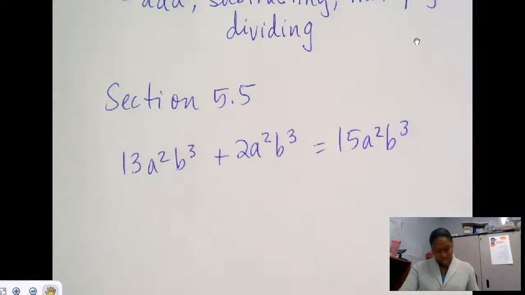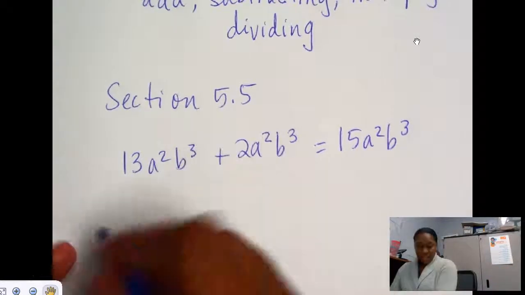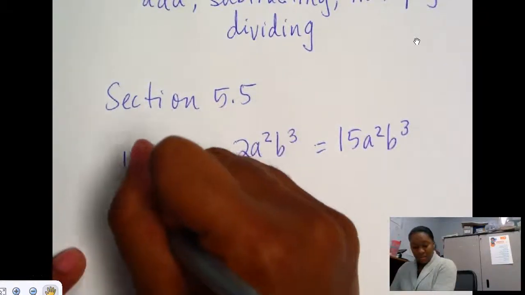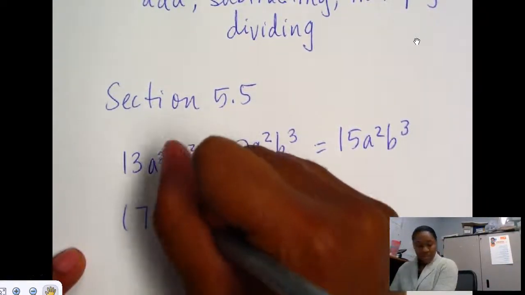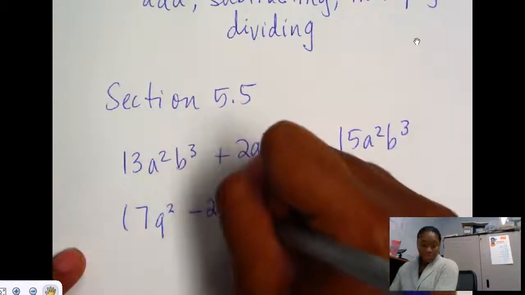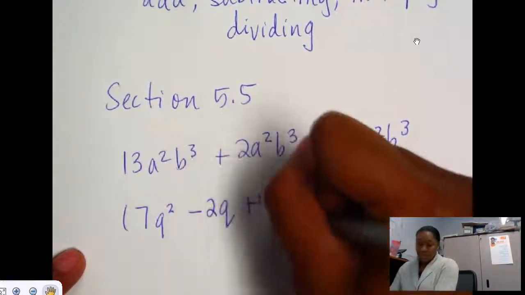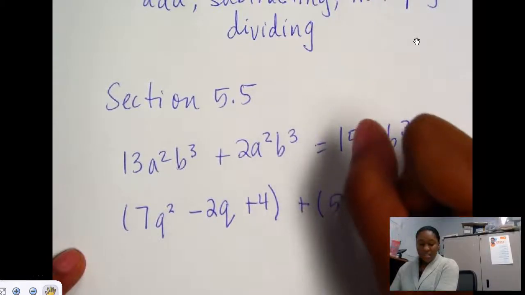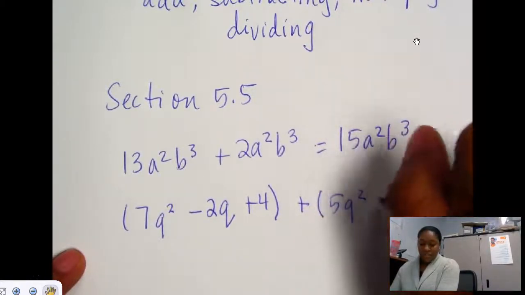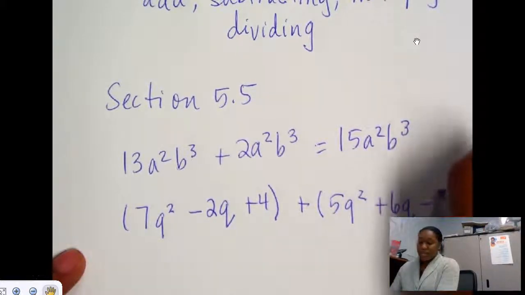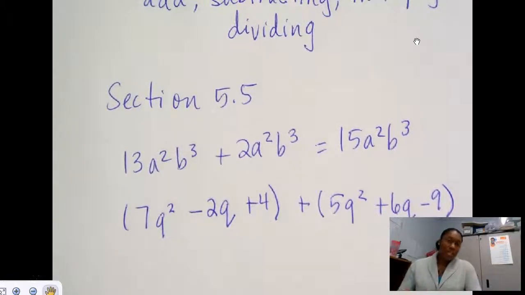Now let's look at number 3, skill practice. So we have 7q squared minus 2q plus 4. Again, all of this that we're doing is addition. I don't want you guys to make this part challenging in any way, because it's just adding and subtracting. So you just have to remember your rules of integers.